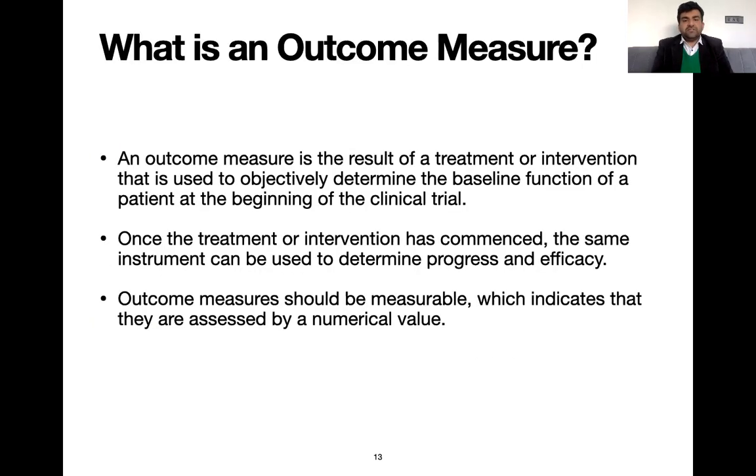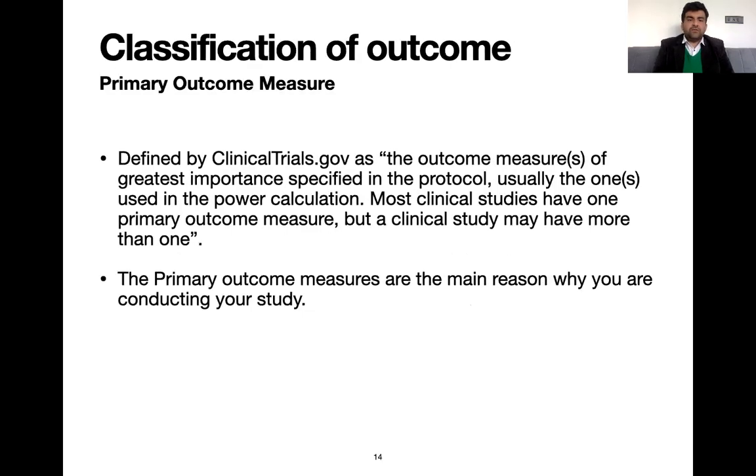Coming to outcome measures, an outcome measure is the result of a treatment or intervention that is used to objectively determine the baseline function of a patient at the beginning of the clinical trial. Once the treatment or intervention has commenced, the same instrument can be used to determine progress and efficacy. Outcome measures should be measurable, which indicates that they are assessed by a numerical value.